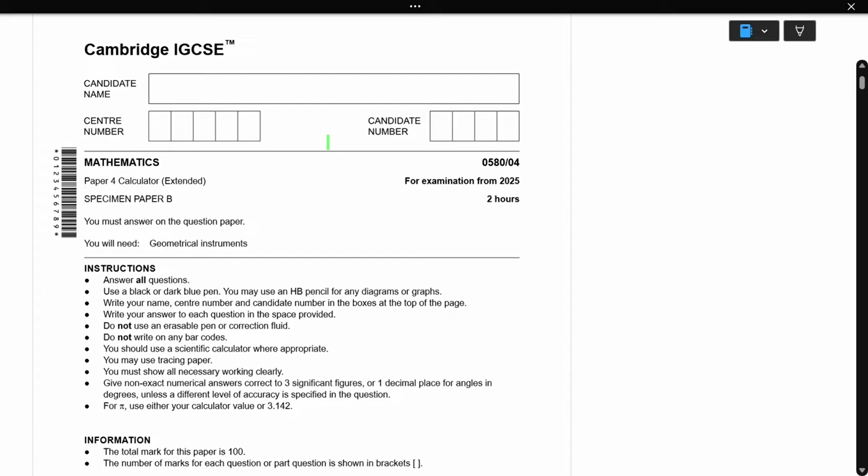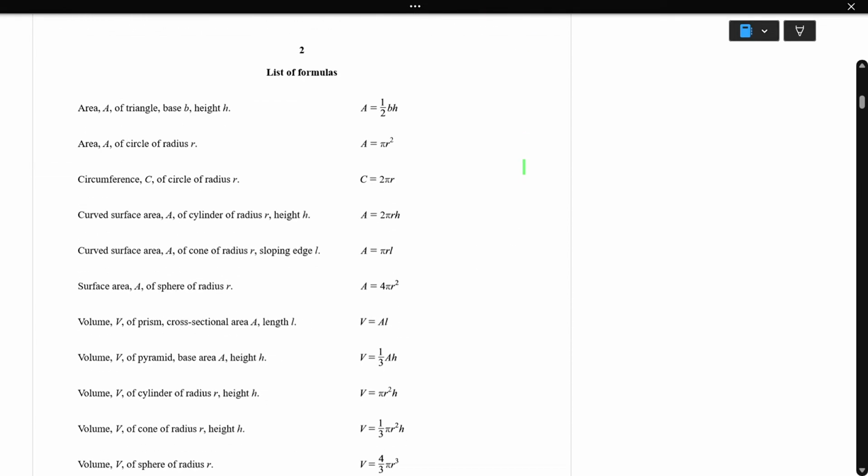Here is calculator paper 4 as a practice paper. So practice paper 4, the calculator extended 1058042. Okay, let's go for the first question.